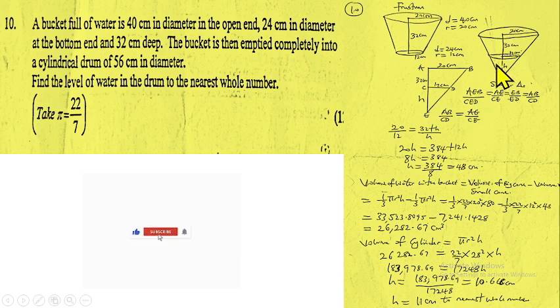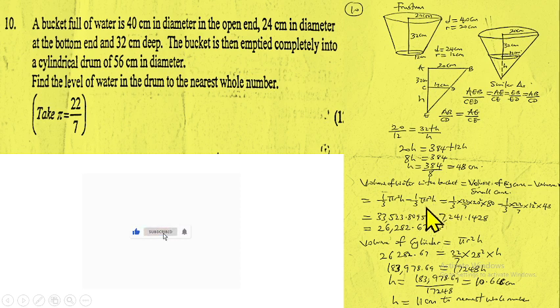Now that we know the height of the small cone and the height of the big cone, we can find their volumes. So the volume of water in this bucket, which is this frustum here, like I said, is the volume of the big cone minus the volume of the small cone. The volume of the big cone is 1 over 3 pi r square h, and the volume of the small cone is also 1 over 3 pi r square h.